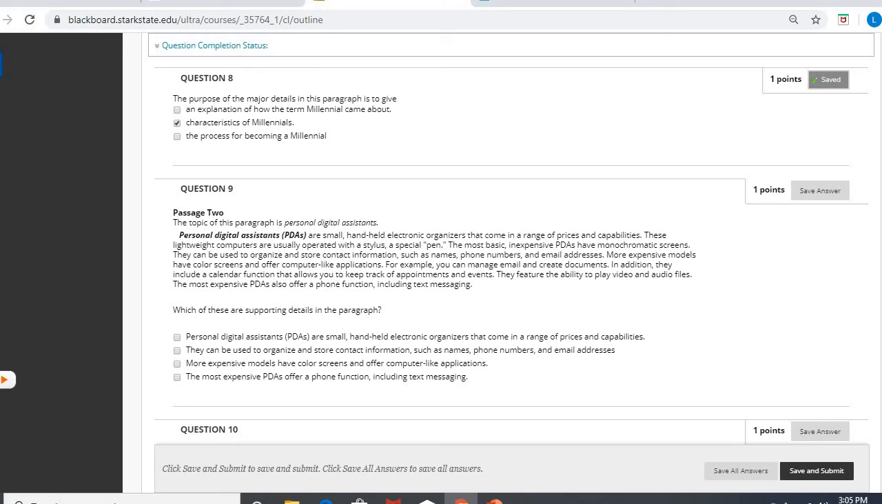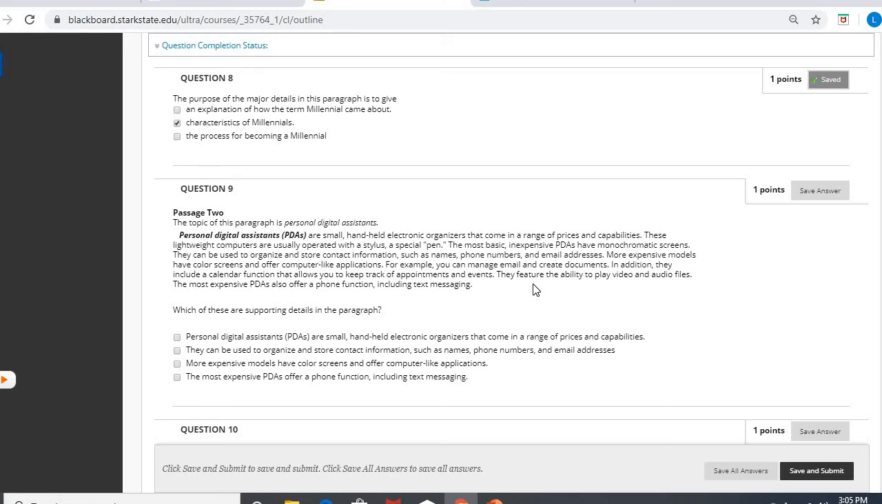For example, you can manage email and create documents. In addition, they include a calendar function that allows you to keep track of appointments and events. They feature the ability to play video and audio files. The most expensive PDAs also offer a phone function, including text messaging. So it looks to me like they're going through the levels of PDAs. Basic, more expensive, most expensive.